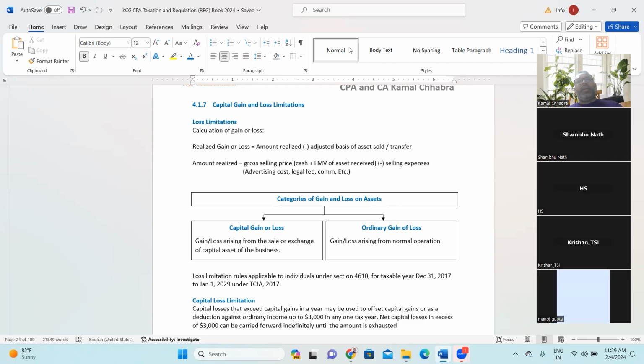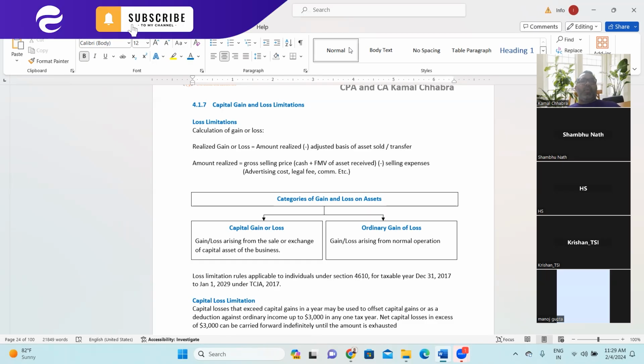But what is the amount realized? Amount realized is equal to the gross selling price, which is the cash you are receiving, or if you are receiving anything in kind, then the fair market value of the asset you are receiving, minus any selling expense like broker commission, lawyer fees, stamp duty, or advertisement cost. All those things will be adjusted. Clear, everyone? So far so good.